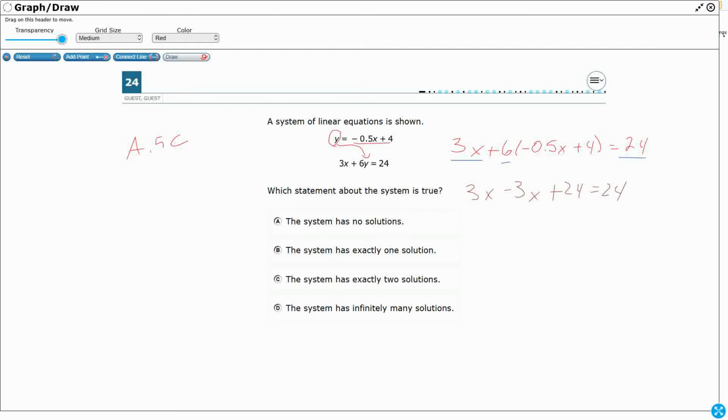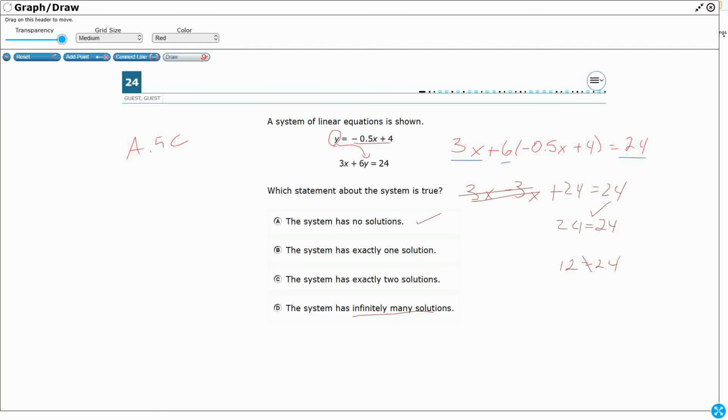Well, positive 3x and negative 3x actually eliminate each other, so I just get 24 equals 24. What does that mean? Well, it's true. So that means that there's no variables? No, that means that we actually have infinitely many solutions. If you get something like 12 equals 24, that's not true. That means you have no solutions, right?